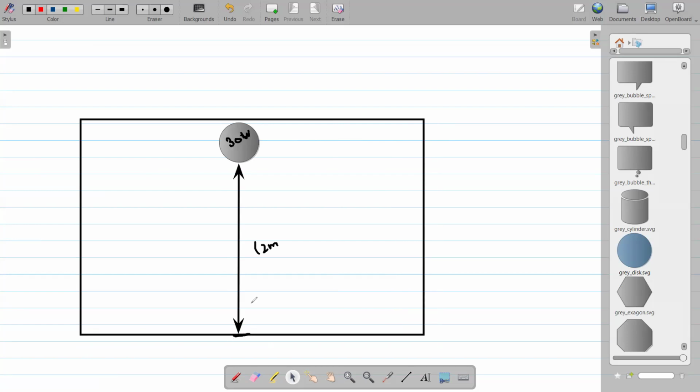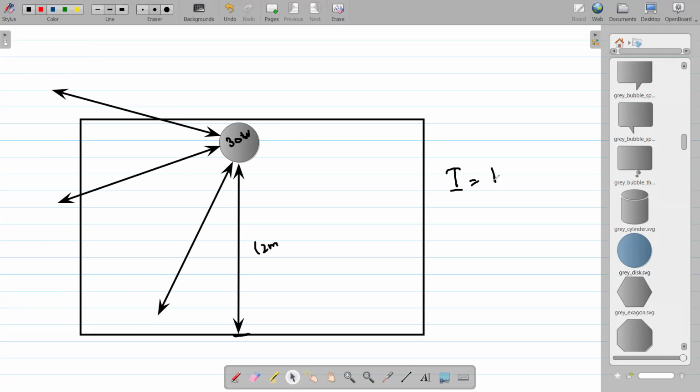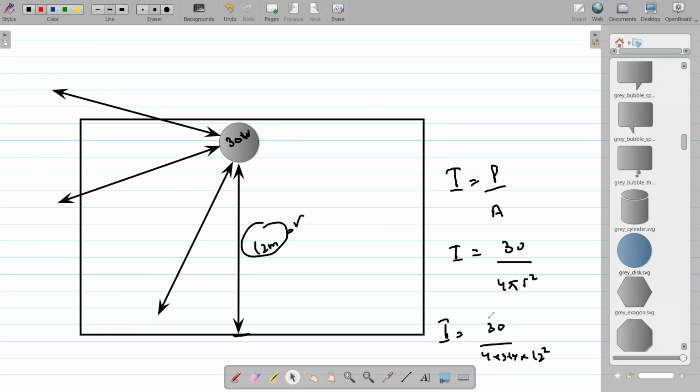When I want to calculate the intensity of light on the floor, there will be a lot of points which are 12 meters apart from this bulb. When I join all those points, it will always make a sphere. Intensity is power per unit area, so I substitute the power of the source, 30, and the area 4 pi r square, where r is the distance, which is 12. So intensity will be 30 divided by 4 into 3.14 into 12 square. That will give us the intensity of the light which we receive.